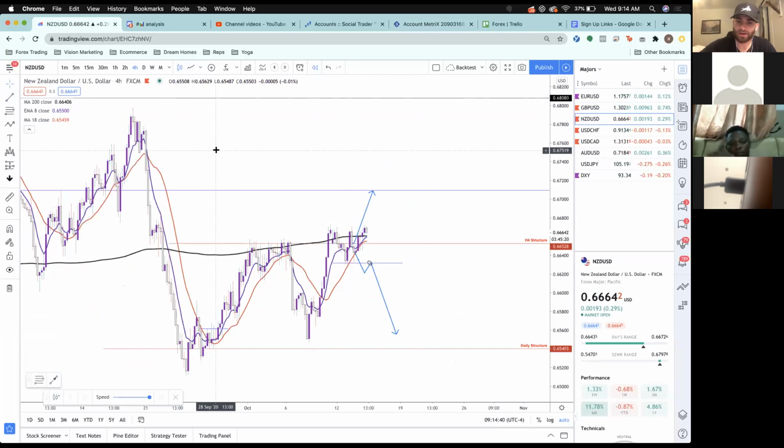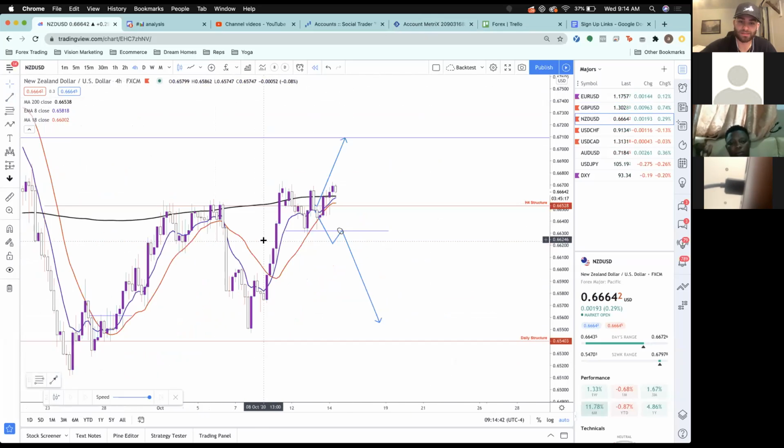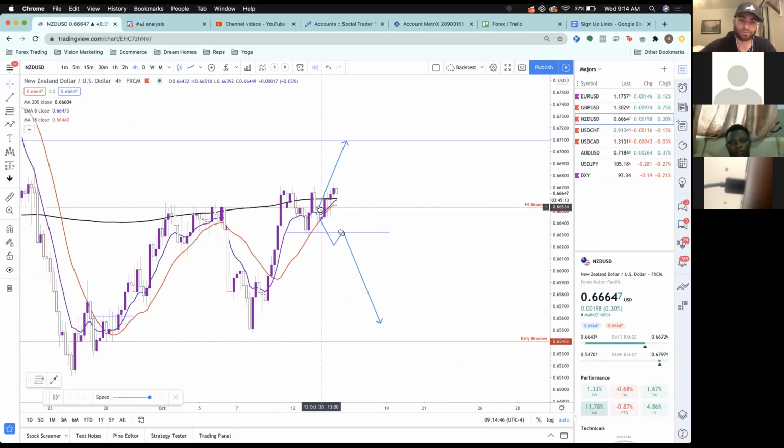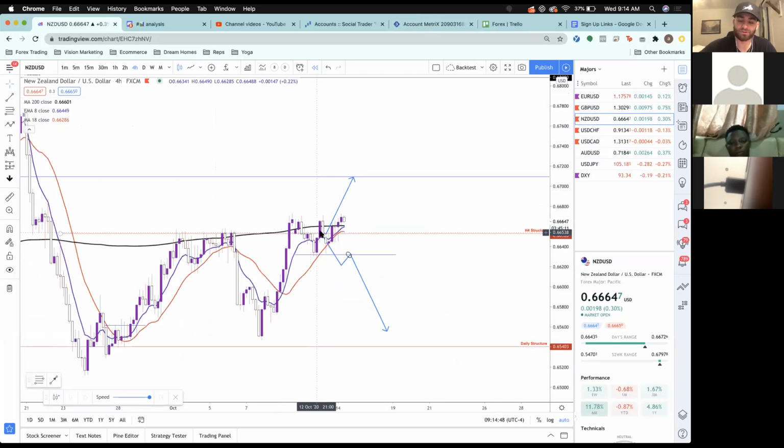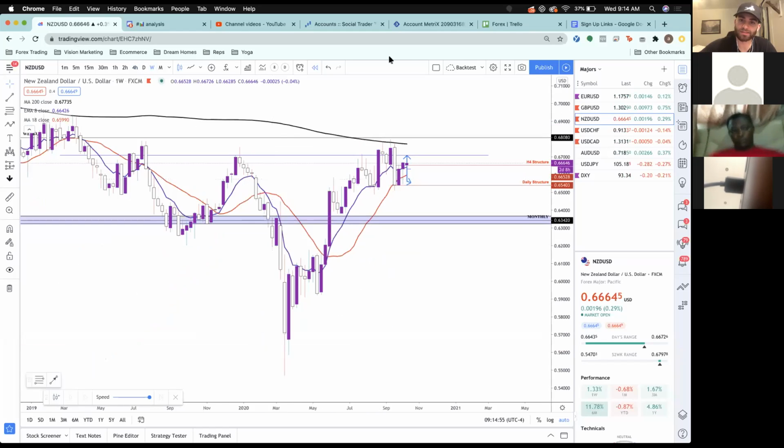So let's go over now to NU. Same analysis as yesterday, guys. Pretty much yesterday when we were looking at this, we were looking for it to maintain above this 4-hour structure level and head into this weekly resistance. So let's hop up to the weekly time frame.